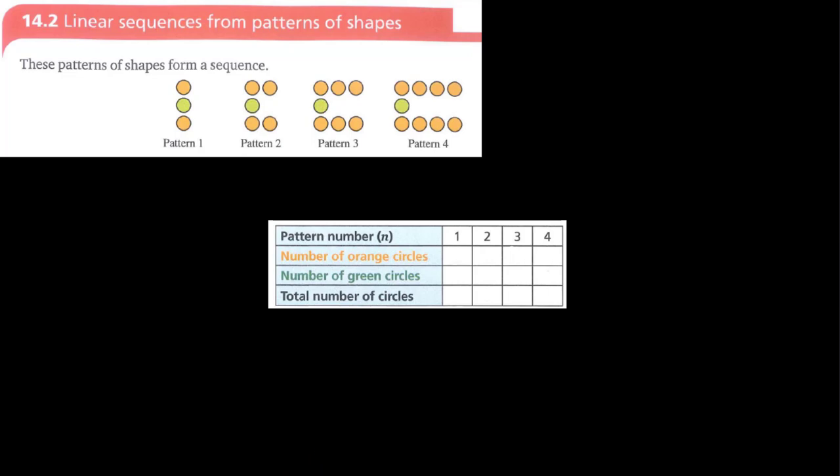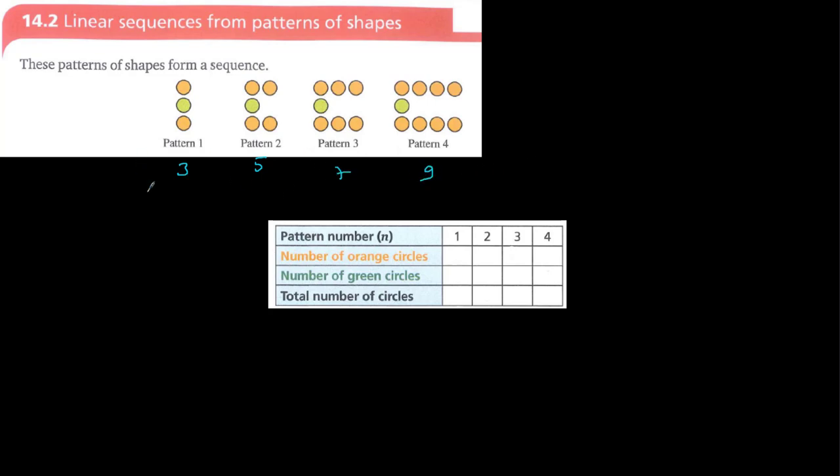Hi dear students, we are going to study linear sequences from patterns of shapes. This is the second video about sequences, and we are going to try to understand the character of sequences by using these patterns. Firstly, here the number of circles is important, but they are different colors. There are two orange circles and one green circle, so we have 3 circles in total, and then 5 circles, then 7 circles, then 9 circles.